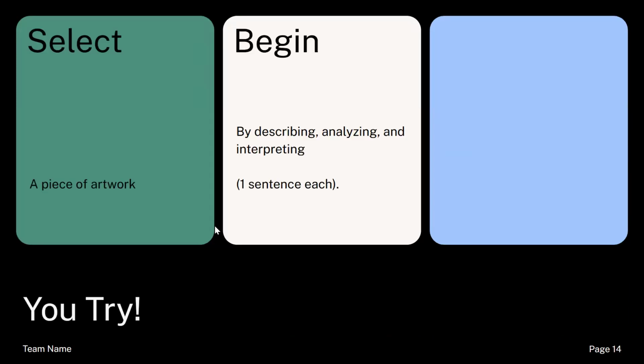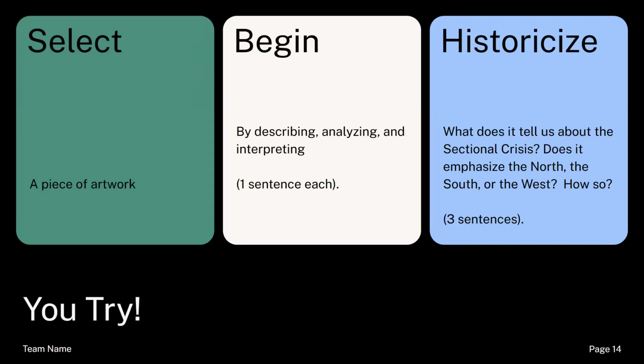Now I want you to try. You are going to select a piece of artwork. You're going to begin by describing, analyzing, and interpreting one sentence each. And then you're going to historicize. What does it tell us about the sectional crisis? Does it emphasize the North, the South, or the West, and how so? And I'm looking for about 3 sentences.